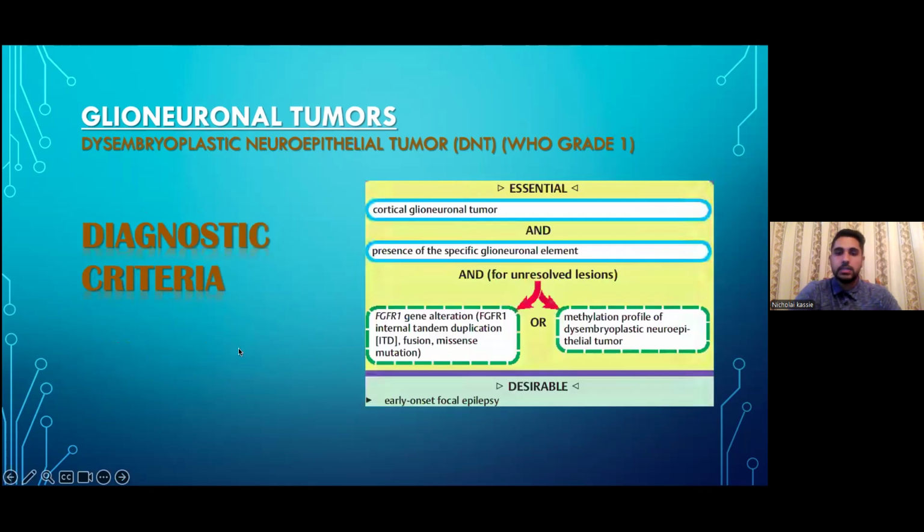With regards to the diagnostic criteria, what is essential is the presence of a cortical glioneuronal tumor and the presence of the specific glioneuronal elements. For unresolved lesions, the FGFR1 gene alteration, with regards to the internal tandem duplication, fusion, missense mutation, or the methylation profile of the dysembryoplastic neuroepithelial tumor. What is desirable in these types of tumors is early onset focal epilepsy.